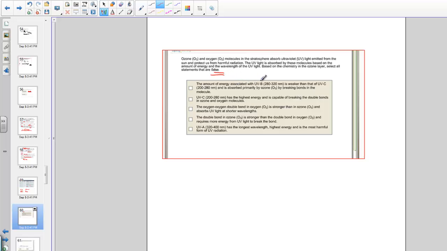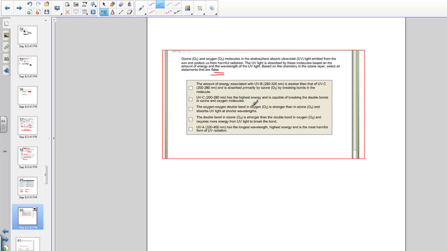The amount of energy associated with UVB is weaker than that of UVC, primarily absorbed by ozone, breaking the bonds in the molecule. That's true. That was right off the previous slide. UVC is the highest energy, breaking double bonds in ozone and oxygen molecules. That's true because UVC is absorbed both by oxygen and ozone.